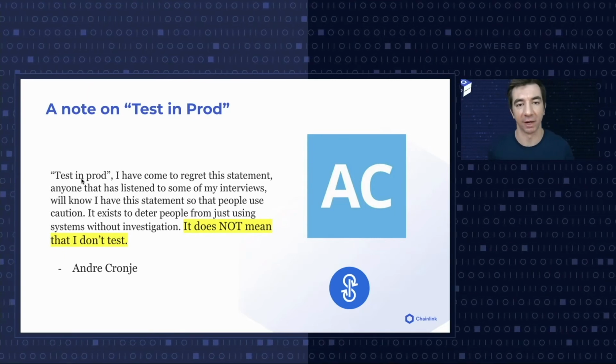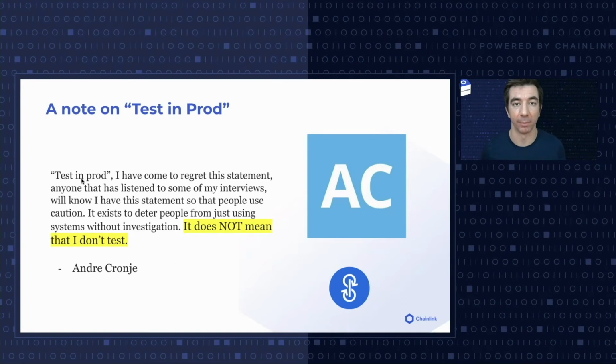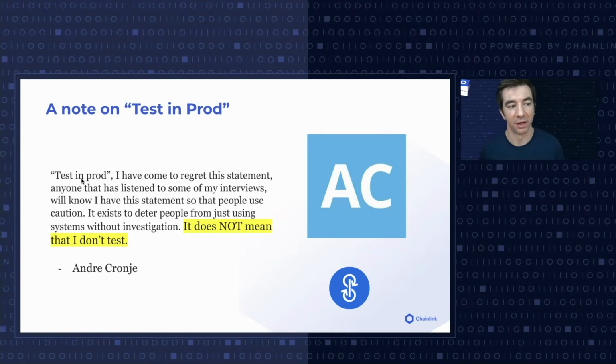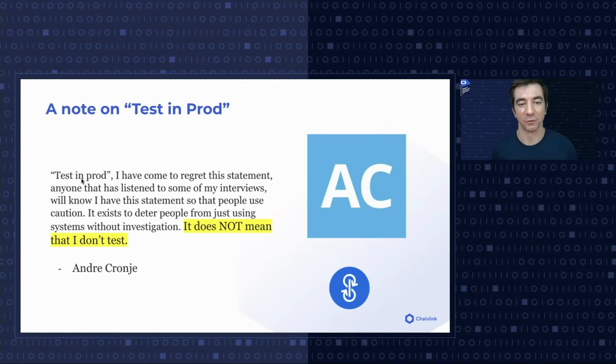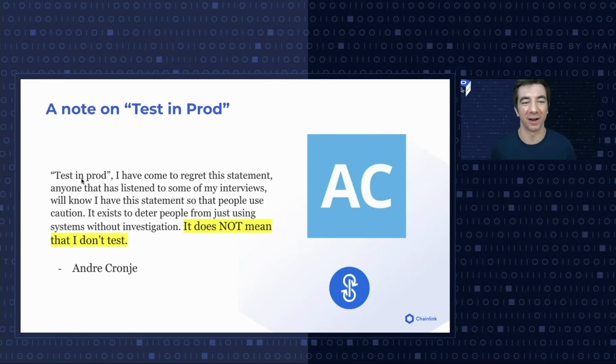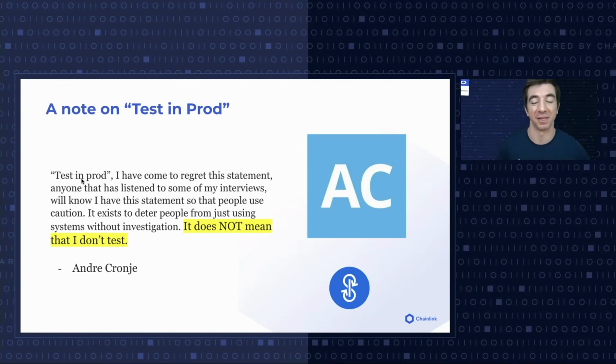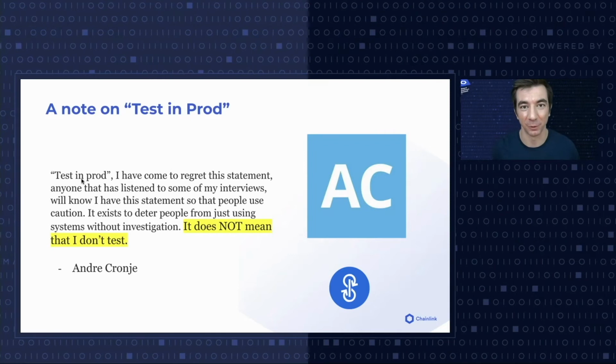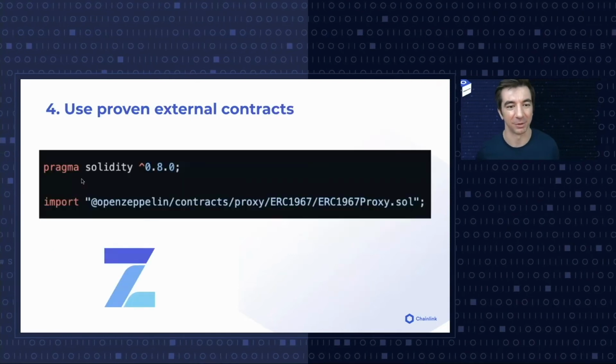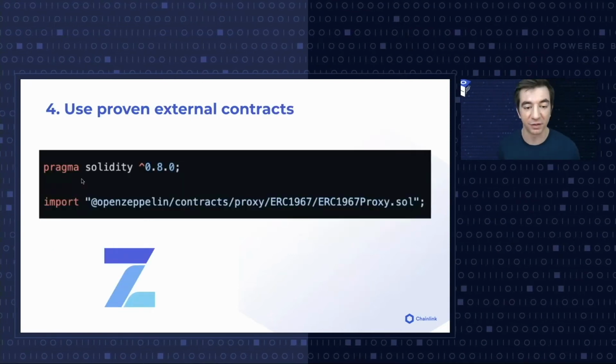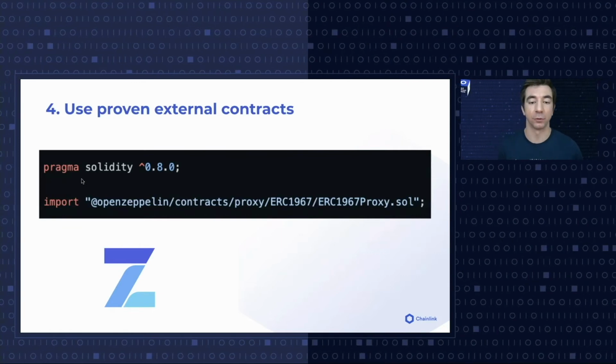Everybody absolutely writes tests and they work with these development chains. They work in these simulated environments. Do not think that people who say they test and prod means they do not test. So write tests, use these development chains. It's incredibly, incredibly important. Tip number 4, use proven external contracts.